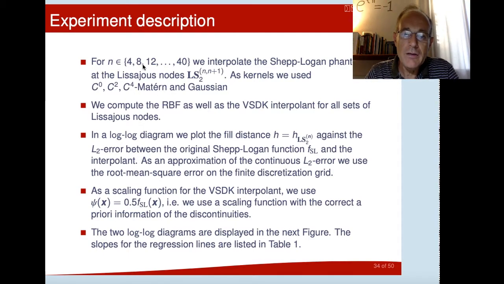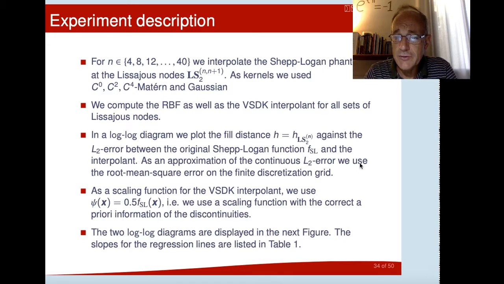We increase n in this way, using 4, 8, 12 up to 40. We interpolate the Shepp-Logan function at the Lissajous nodes defined in this way. As kernels for our RBF interpolation, we use the Matérn kernel and the Gaussian kernel. C0, C2, and C4 are the different types of smoothness of the Matérn kernel. The Gaussian has infinite smoothness. So we computed the RBF as well as the VSDK interpolant for all sets of Lissajous nodes. Then we put in a log-log diagram the fill distances against the L2 error between the original Shepp-Logan and the interpolant.